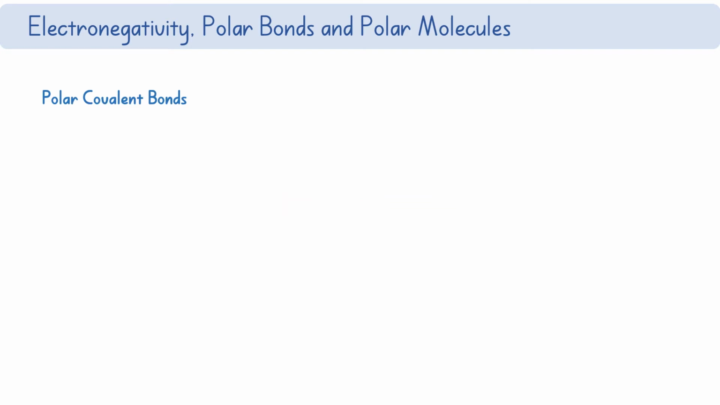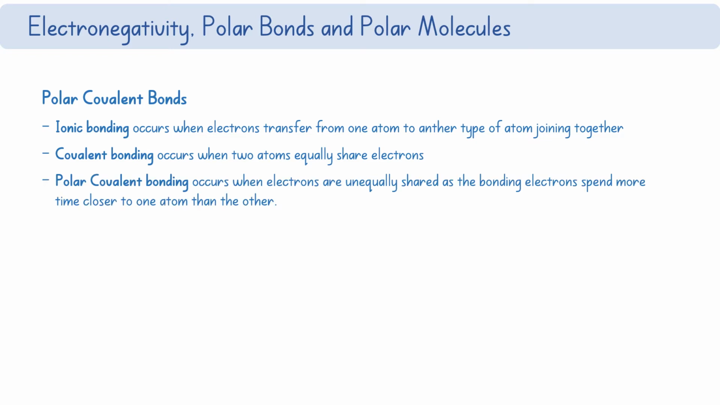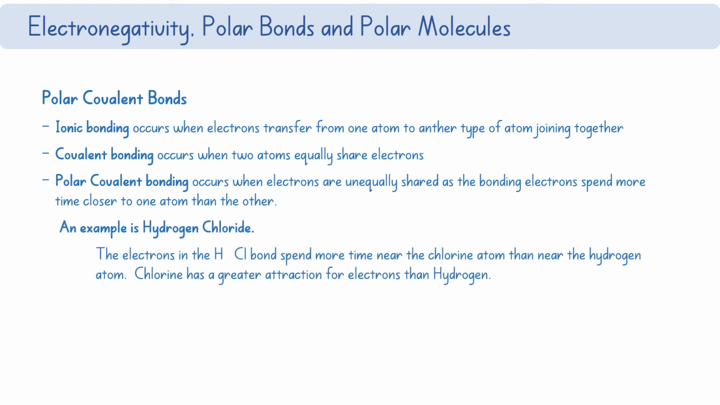Polar covalent bonds. Ionic bonding occurs when electrons transfer from one atom to another type of atom, joining these two atoms together. Covalent bonding occurs when two atoms equally share electrons. Polar covalent bonding occurs when electrons are unequally shared, as the bonding electrons spend more time closer to one atom than the other. Here's an example: hydrogen chloride.